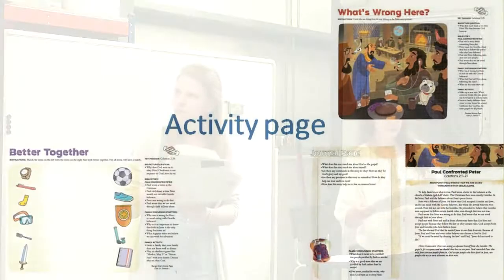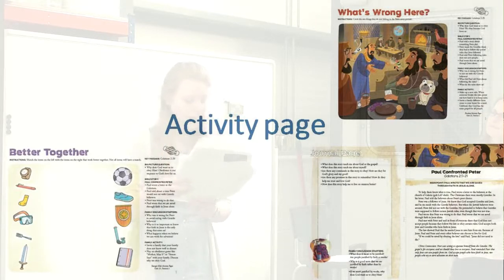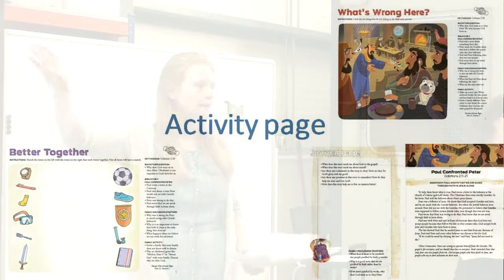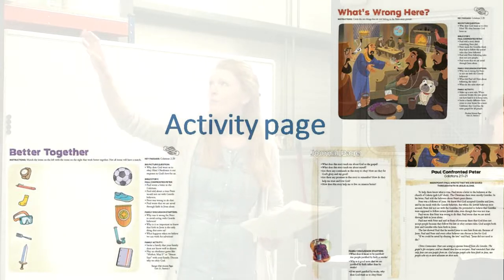So the next activity should be a song. Yeah, there it is. That's you. Now, as the kids are coming in, we're going to encourage them to look at the activity page. There should be an activity page on the table that looks like one of these. Beginners don't have an activity page, sorry.